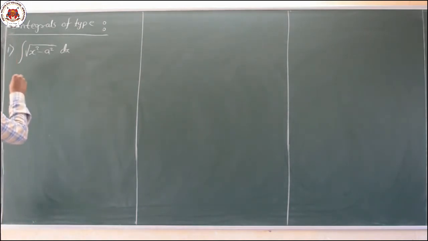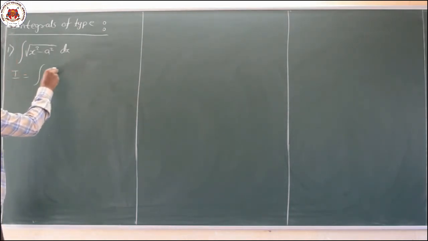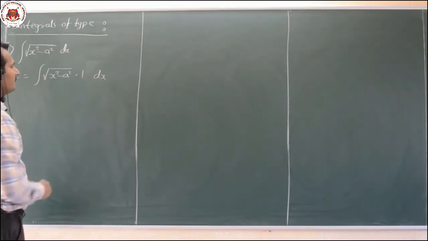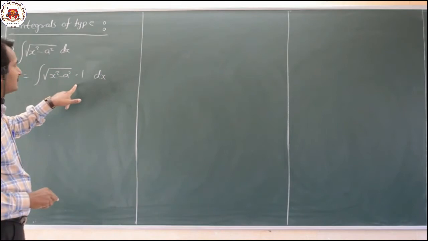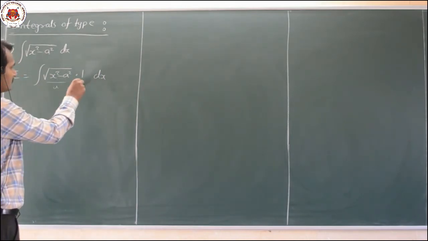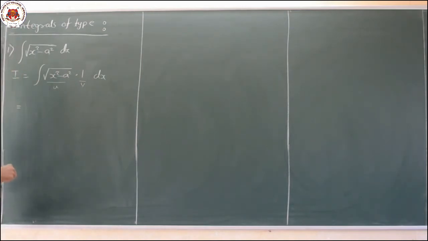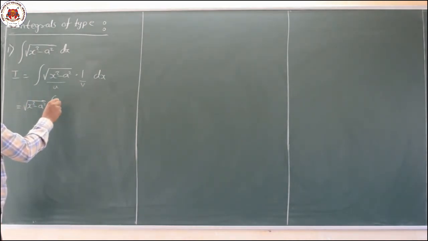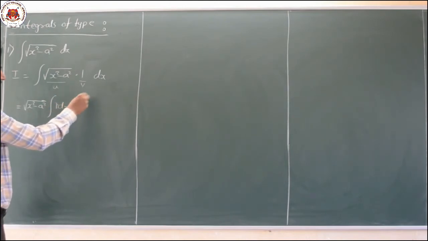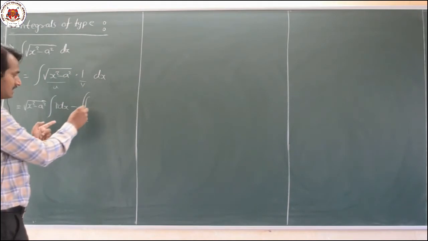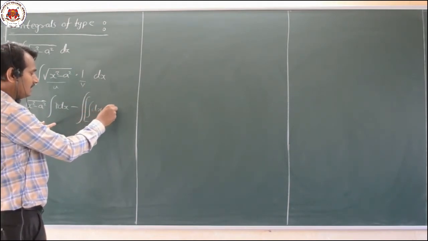Here, let us take I equal to integration of root of x square minus a square into 1 dx. That means I have to integrate it by parts. This term I will take as u and this term I will take as v. Now, what do we mean by integration by parts? That is, u as it is, root of x square minus a square, into integration of v, that is integration of 1 dx, minus integral of integration of v dx into du by dx.